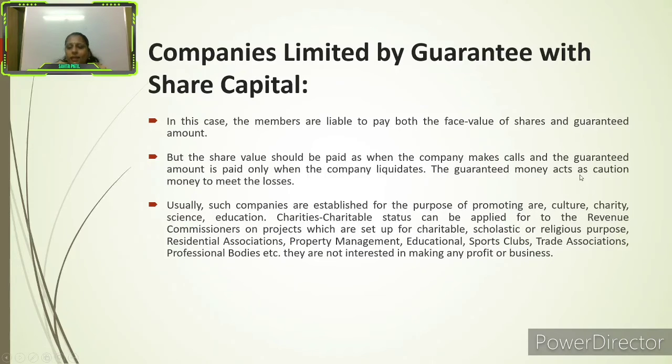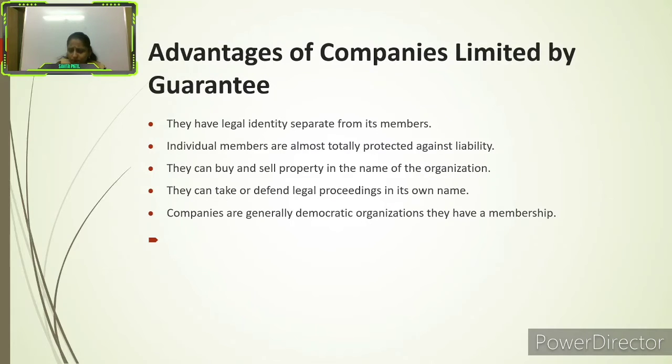Okay, the guaranteed money acts as a caution money to meet the losses. Usually, such companies are established for the purpose of promoting culture, charity, science, education, etc. So, this is what the company limited by guarantee with share capital is. Now, advantages of a company limited by guarantee.